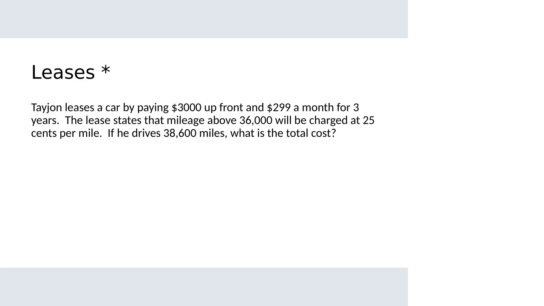That's awesome. Okay, so starting out with, Tejon leases a car by paying $3,000 up front, $299 a month for 3 years. Mileage above 36,000 will be 25 cents per mile. What's the total cost? So to find the total cost of this lease, we're gonna consider all four components: upfront, monthly, the length of the lease, and any additional costs.